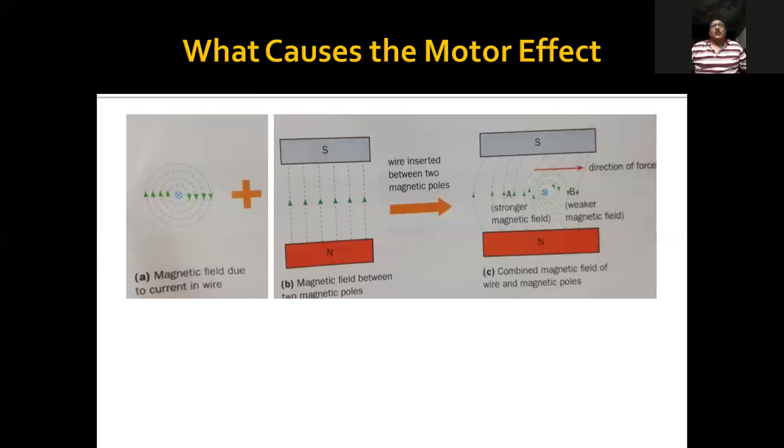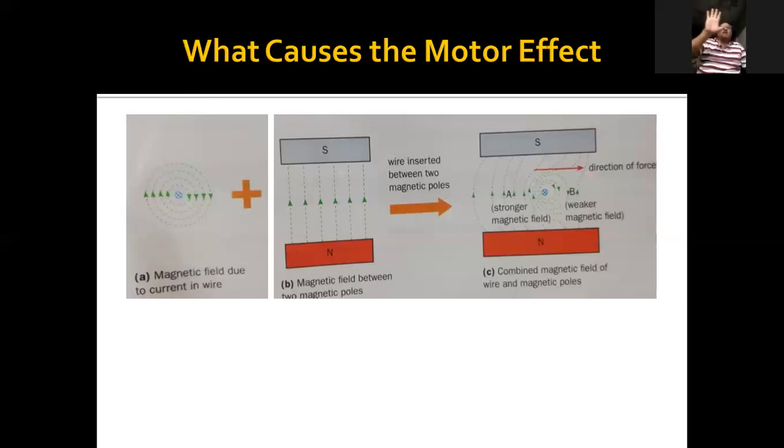So if you have a conductor represented with a cross, the magnetic field around the current carrying conductor, which we call the electromagnetic effect, will be in concentric circles. And those concentric circles will be anti-clockwise. How do I know they are anti-clockwise? You have learned in this chapter that by applying the right hand grip rule for a straight conductor, you can predict the direction of the magnetic field lines.